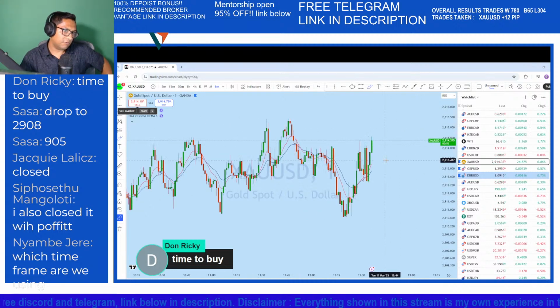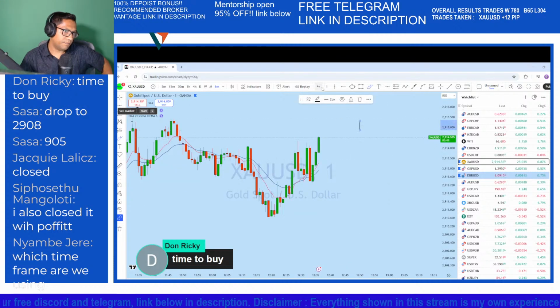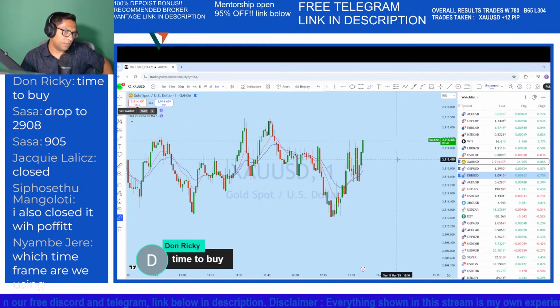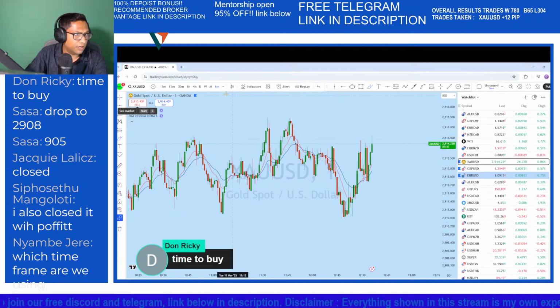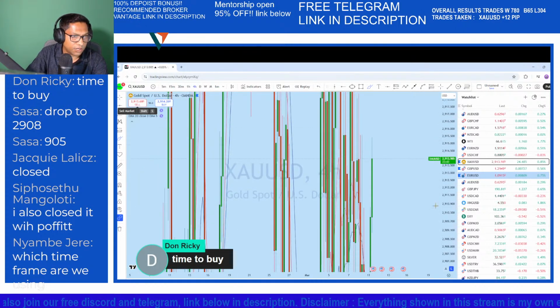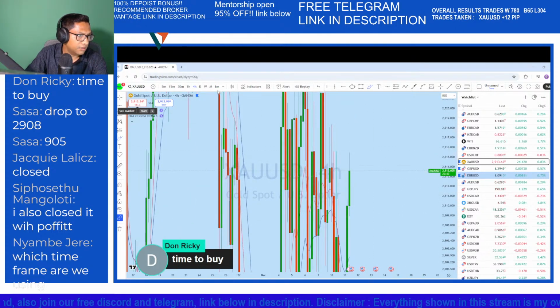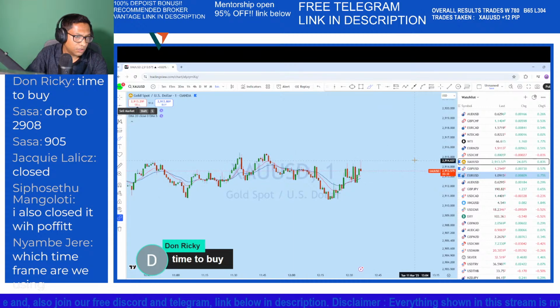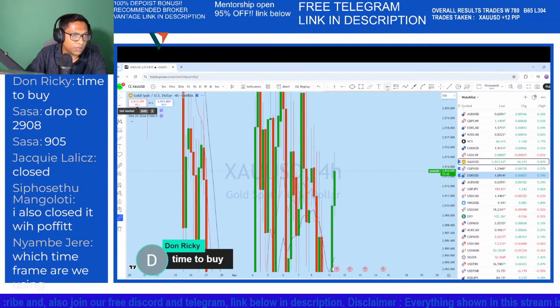So getting that push to the upside now at the moment. So if you look at the 4 hour here, you can see the market is again having that bounce. So the previous 4 hour resistance is here.